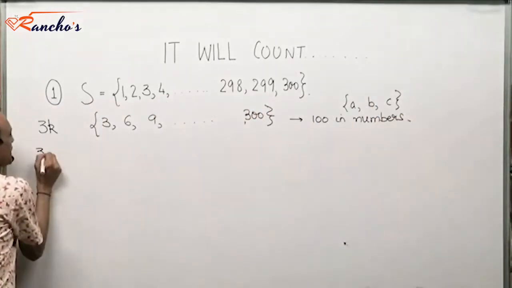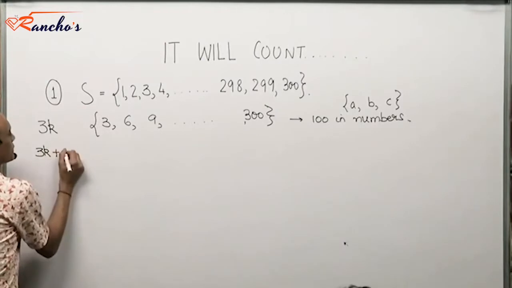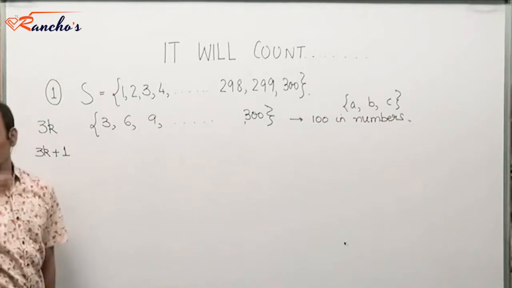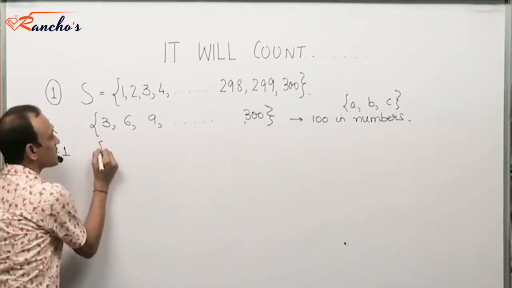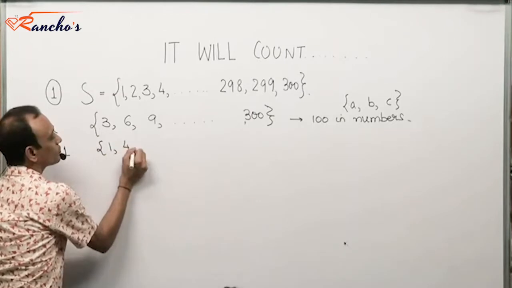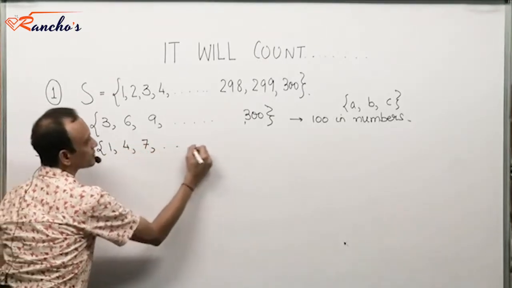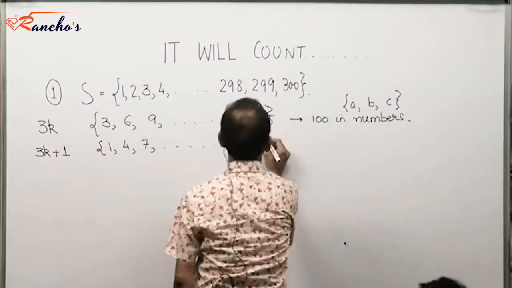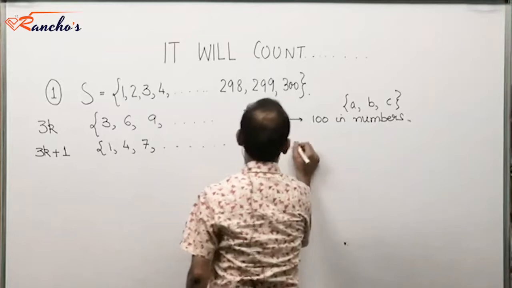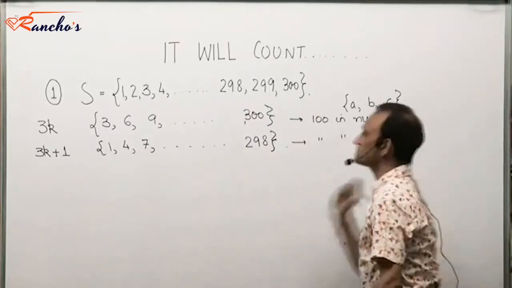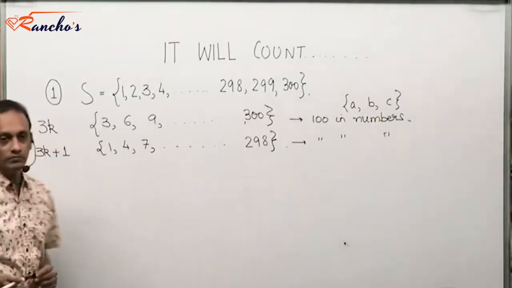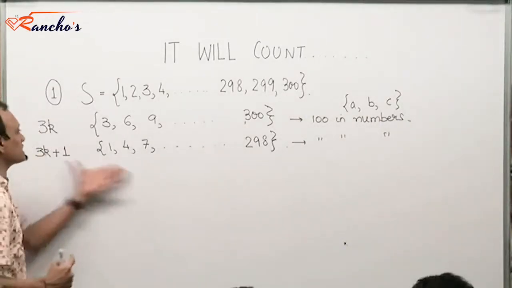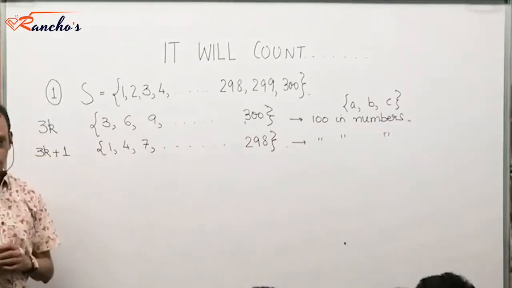Then there are numbers of the type 3k plus 1, right? One more than a multiple of 3. These numbers are 1, 4, 7, up to 298. These are also 100 in number. Yes or no? Right? These are multiples of 3 plus 1.